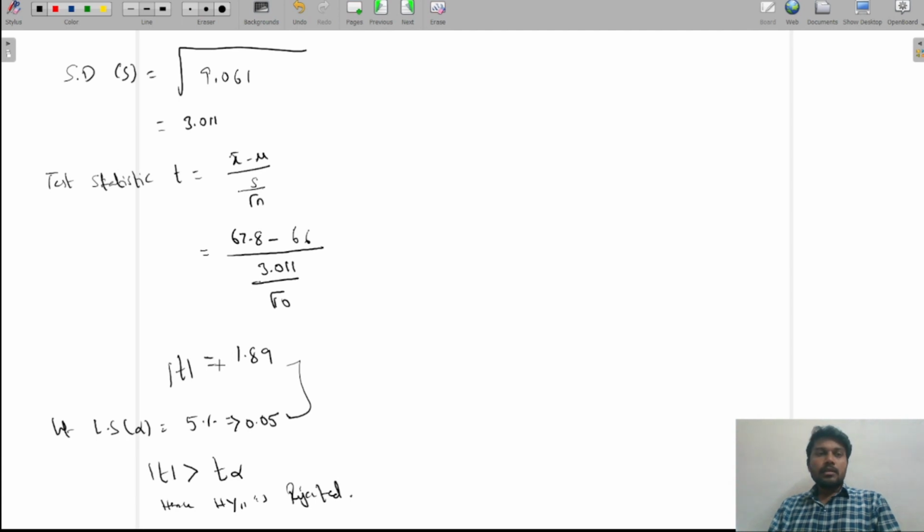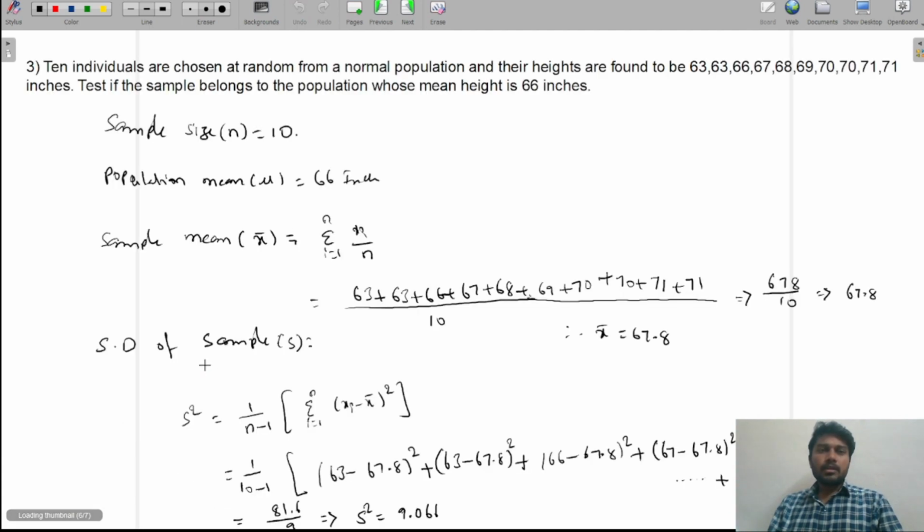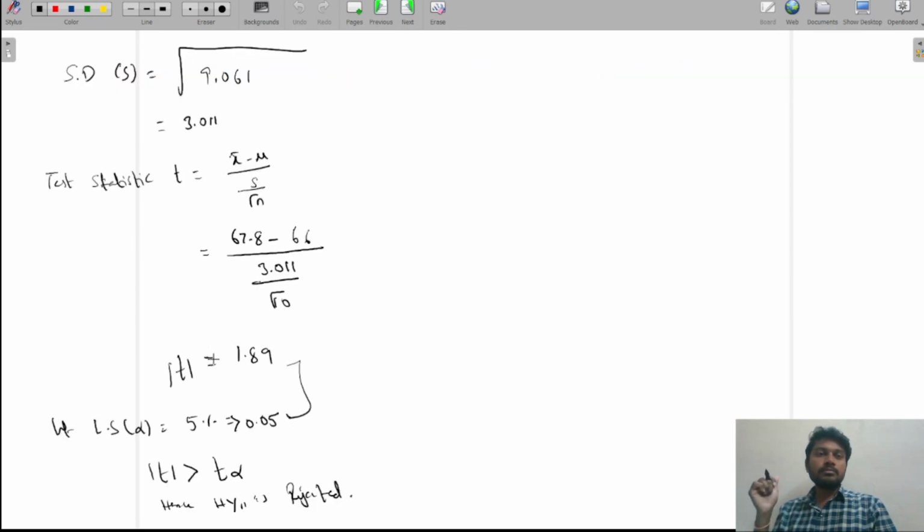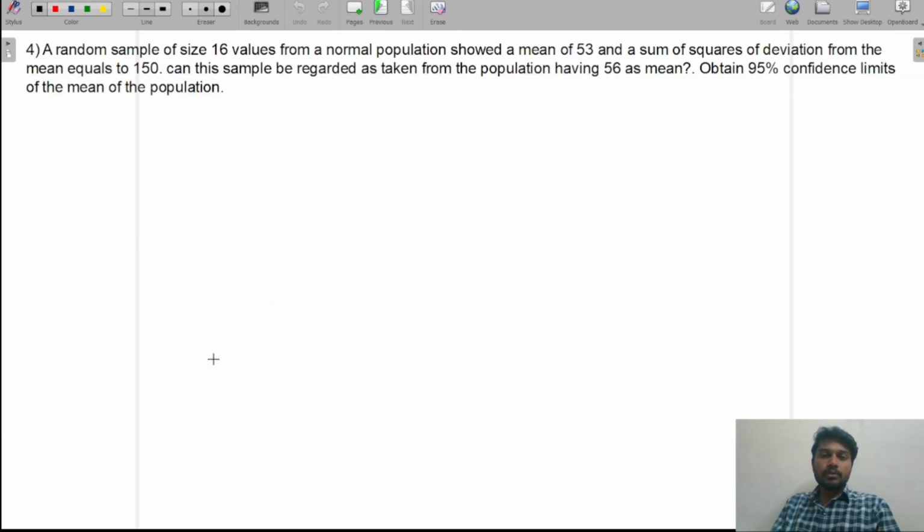The first two questions gave you the data you required, but coming to this third question, it gave you the individual observations. From those individual observations, we found the value of the mean and the value of the standard deviation. So similarly, we'll see the next question, the fourth question. See the question.